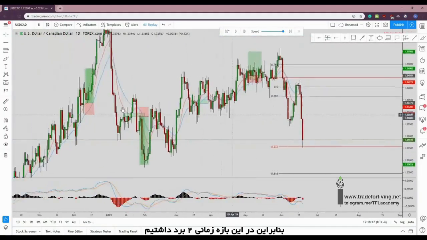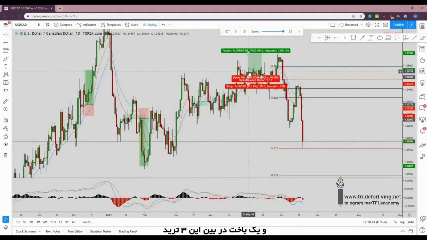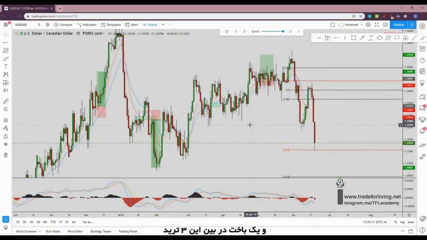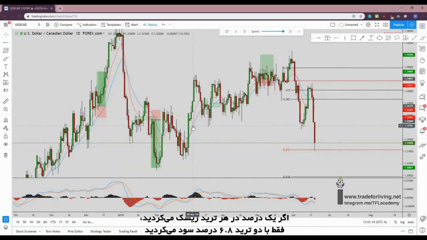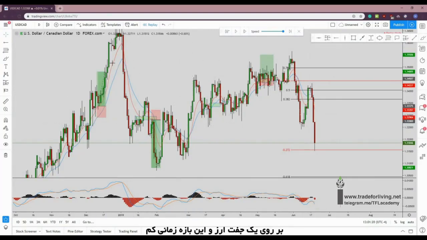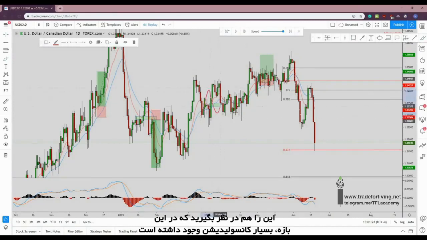So in this time period, we had 2 wins, one loss. Overall, in these 3 trades, you made 6.8% if you were risking 1%, with only 3 trades on only 1 pair in only this small amount of period. So you can immediately understand how powerful the strategy is, also taking into consideration that you had a lot of consolidation during this period.